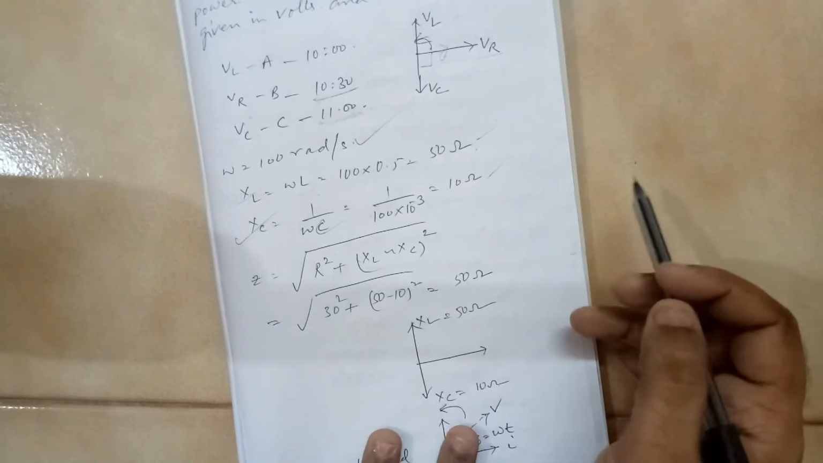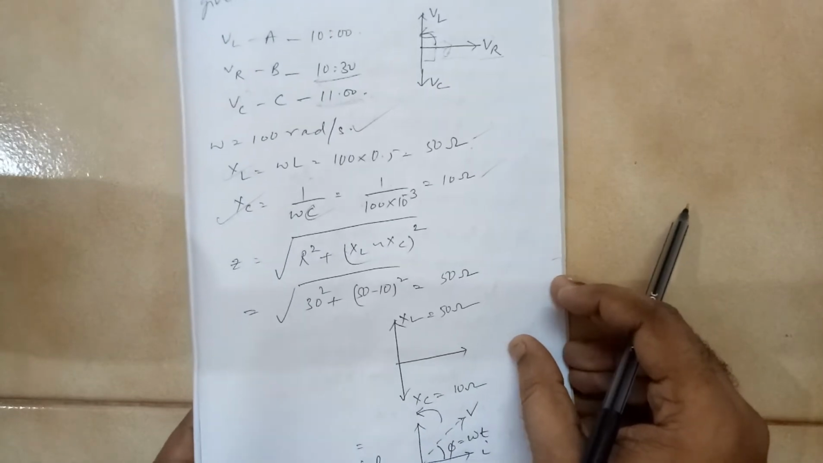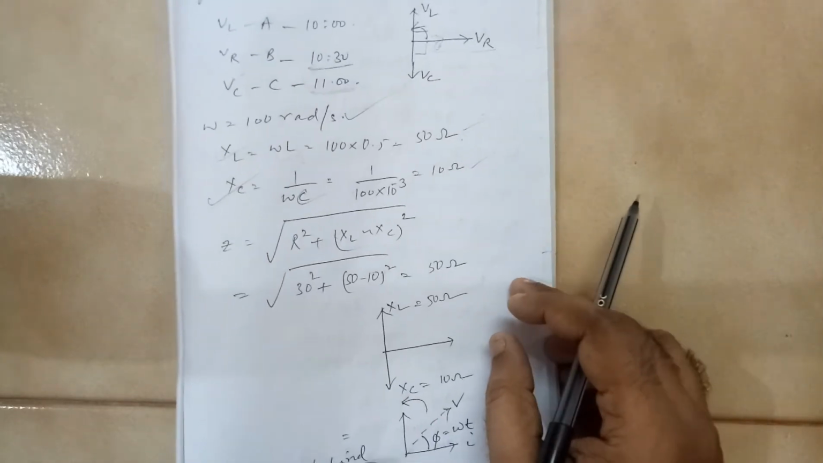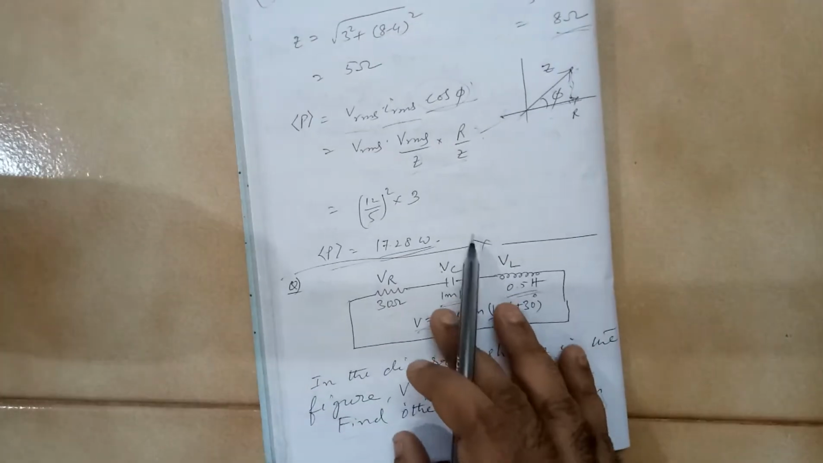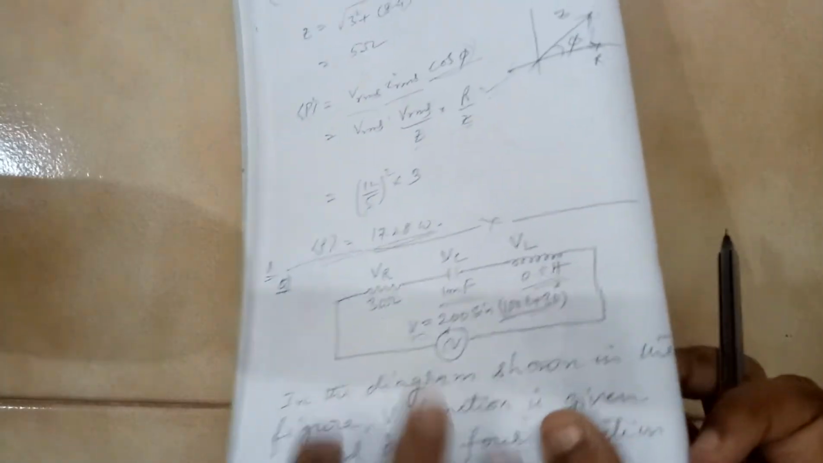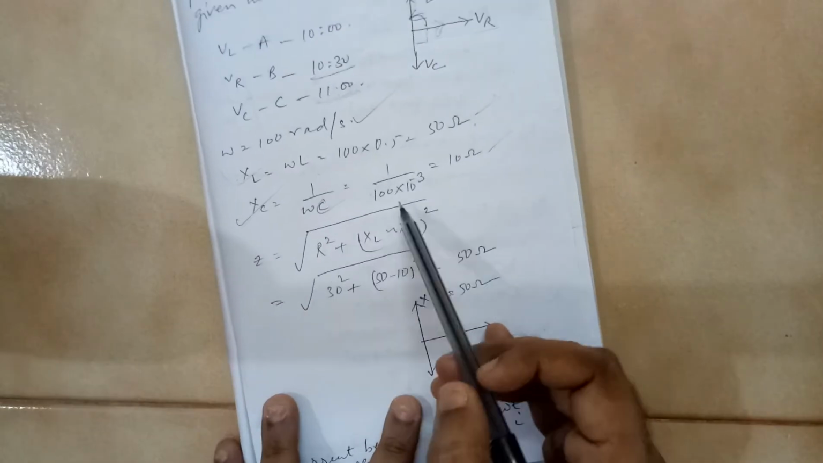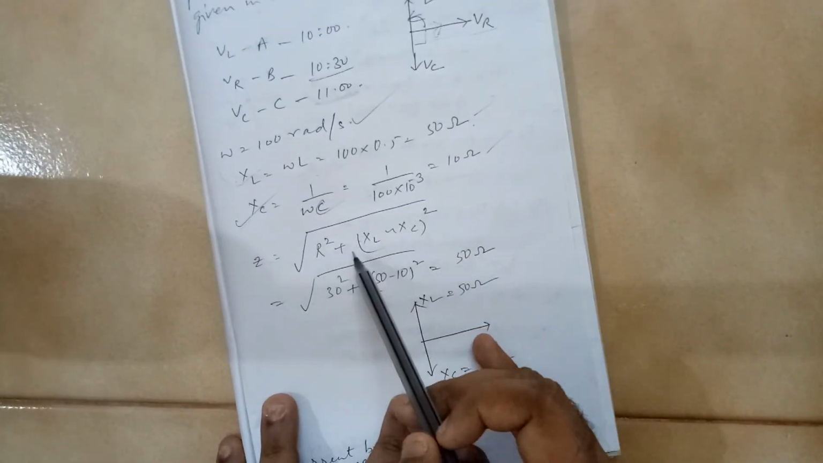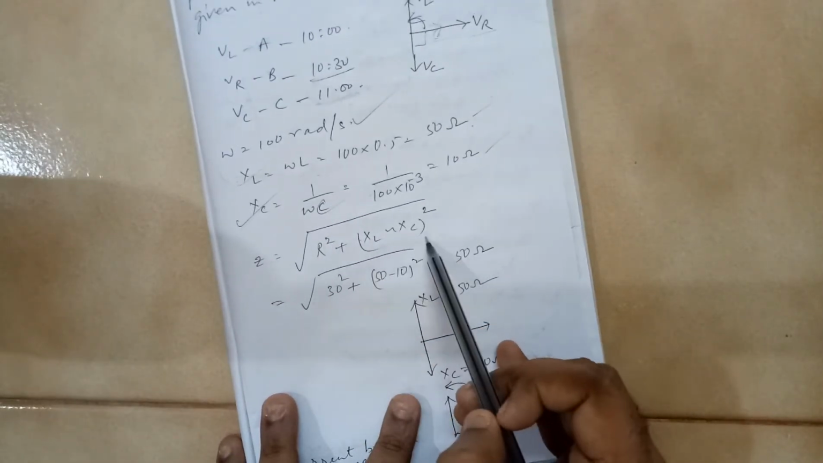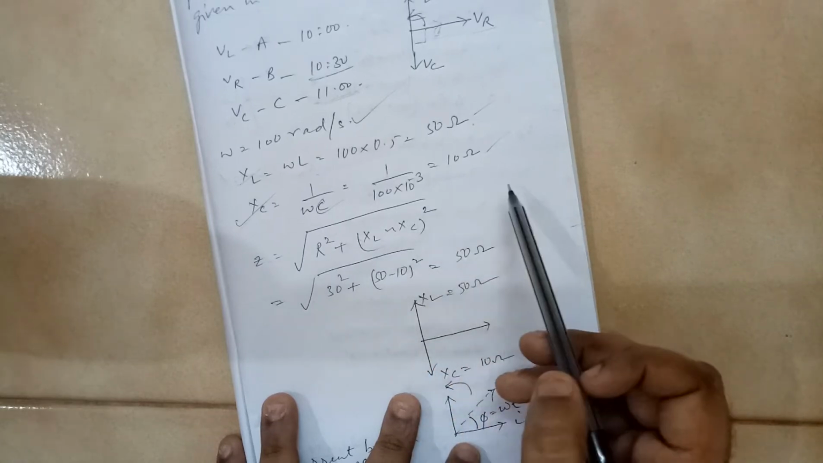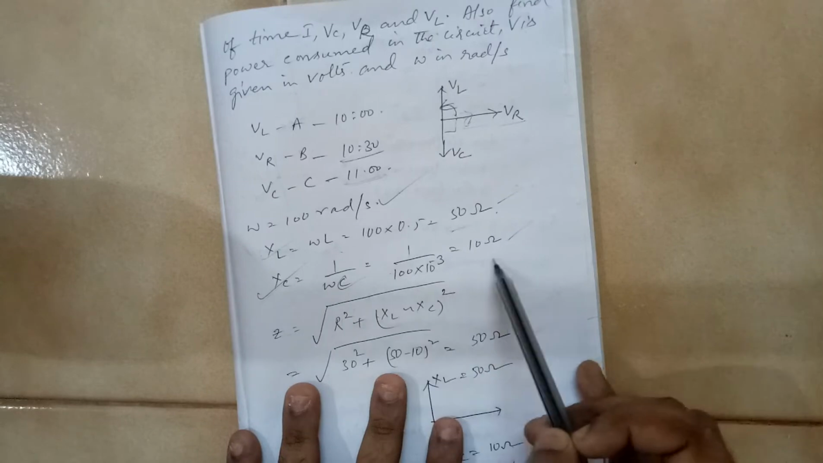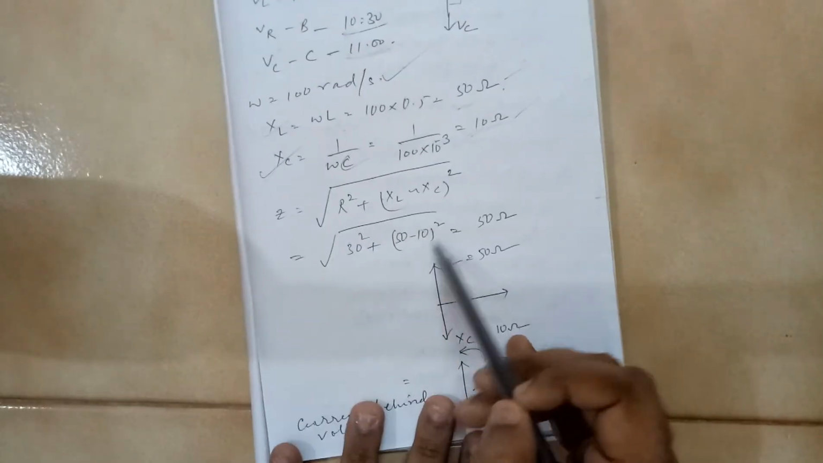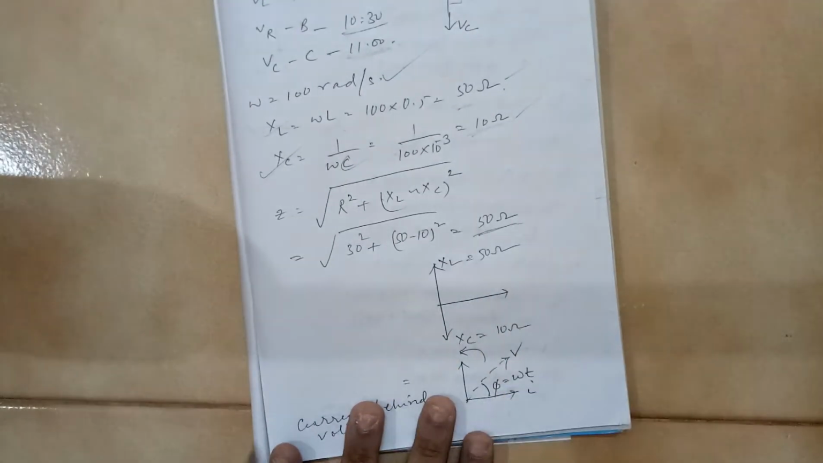Now, what are we trying to find out here? When all 3 are there, we have to get the Z value. The impedance will be equal to root over R square plus the difference of XL and XC, whichever is more, square. Here XL value is 50, XC value is 10. So it will be 50 minus 10 square, you get 50 ohms.